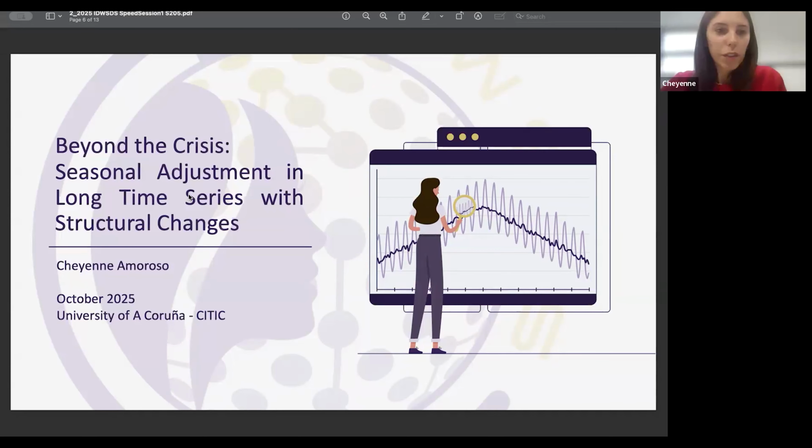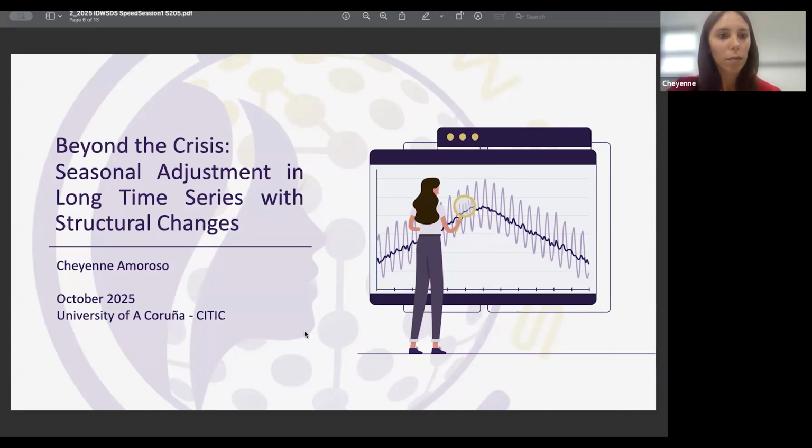Good afternoon, everyone, and thanks for joining. As the chair said, my name is Cheyenne, and I am a PhD student at the University of Coruña in Spain. And today I'm going to talk about a collaborative project between the University of Coruña and the Spanish Statistical Office, where our main goal is to obtain long-time series that are properly seasonally adjusted.